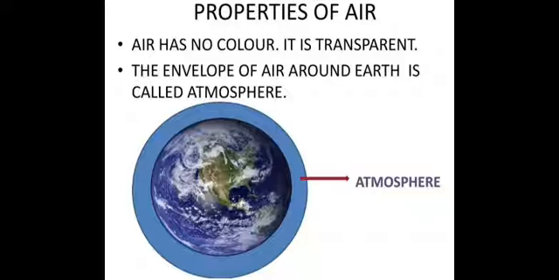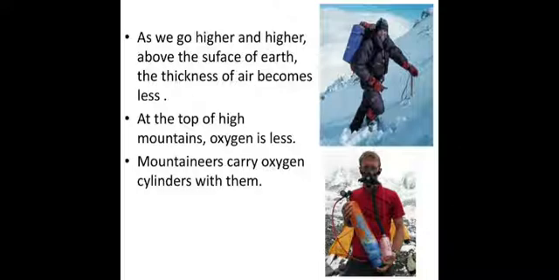Once we get high, far away from the land Earth surface, the amount of air becomes less. So, when we climb very high mountains, we suffer for breathing due to the less amount of air. As we go higher and higher above the surface of the earth, the thickness of air becomes less. We get an insufficient amount of air. That is the reason why the mountaineers carry oxygen cylinders with them. Understood?